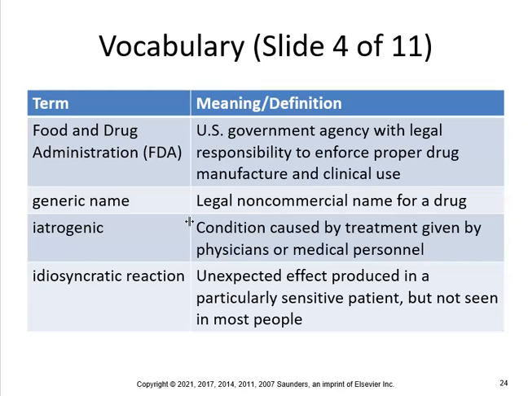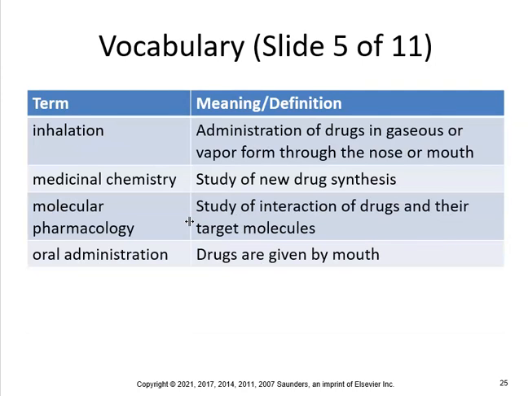The FDA, you've heard about the FDA a lot recently because we're waiting for the vaccines to get approved for the coronavirus. It's the U.S. government agency with legal responsibility to enforce proper drug manufacture and clinical use. Generic name is the legal non-commercial name for a drug. That's acetaminophen, so that's the generic name. Iatrogenic: condition caused by treatment given by physicians or medical personnel. Idiosyncratic reaction: an unexpected effect produced in particularly sensitive patients, not seen in most patients though.